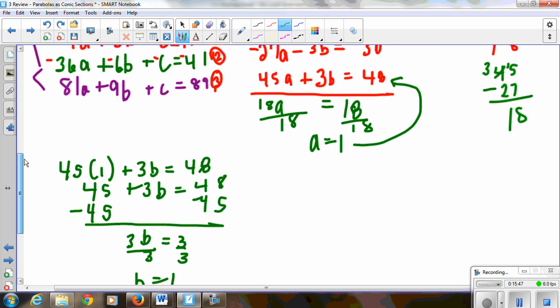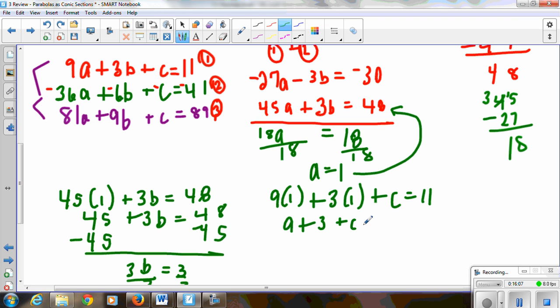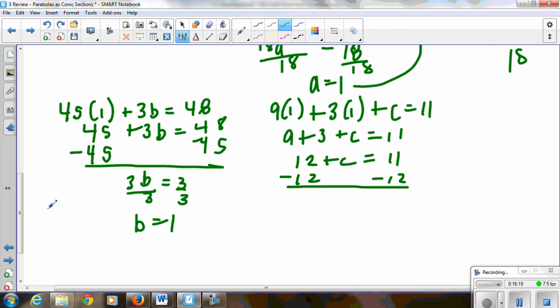So now what I'm going to do is plug those values into any one of the original equations that I had. So I'll plug it into the first one. So I know I have 9 times 1 when I plug in the A, plus 3 times B, which is also 1, plus C, which is what I'm trying to figure out, is equal to 11. Well, that's just 9 plus 3 plus C is equal to 11, or simply 12 plus C is equal to 11. And if I subtract 12 from both sides, I get that C is equal to -1.